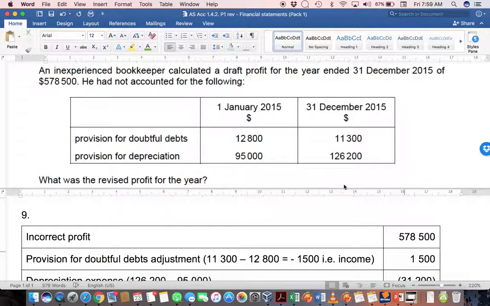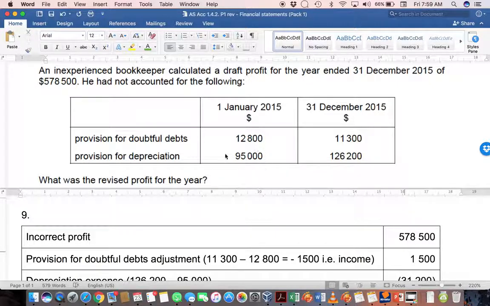If you want to think about the T account, remember these would both be credit balances, and so to get from a credit balance of 12,800 to a credit balance of only 11,300, we would need to debit this provision account, which means I would credit my statement of income. And again, a credit in the statement of income or in any equity account means that I need to show it as an income. So that's why I've got 1,500 being added.